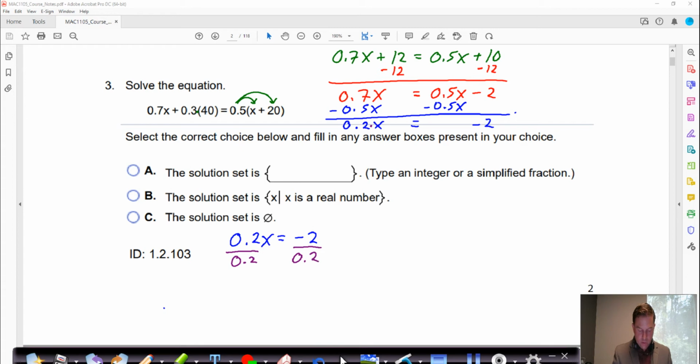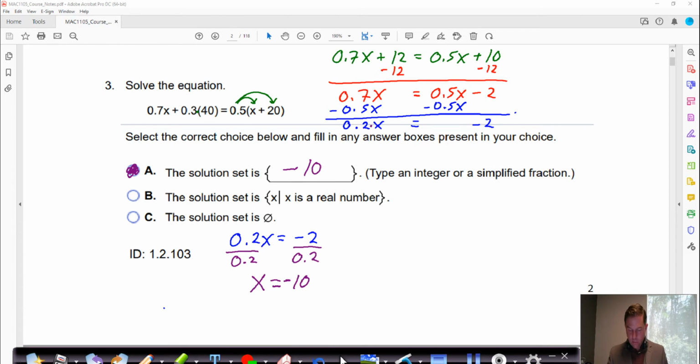0.2 divided by 0.2 is 1. With an x next to it, we tend not to write that 1, so I won't. And then if you take negative 2 divided by 0.2 on your calculator, you will get 10 with a minus sign. So 2 divided by 0.2 is 10, and then that minus sign is going to stick around. So our answer is negative 10.